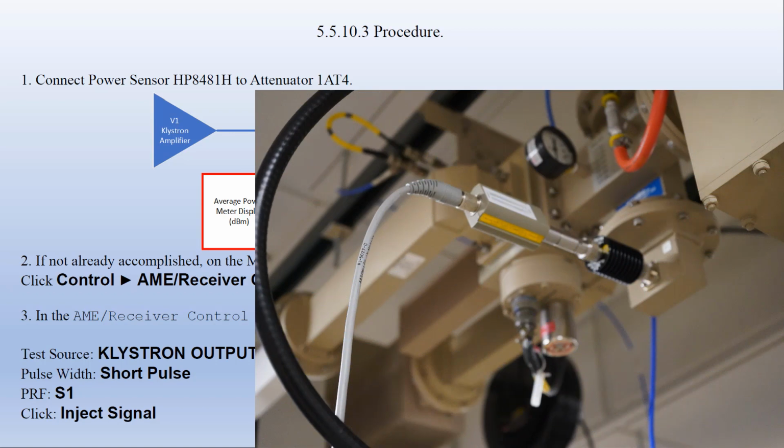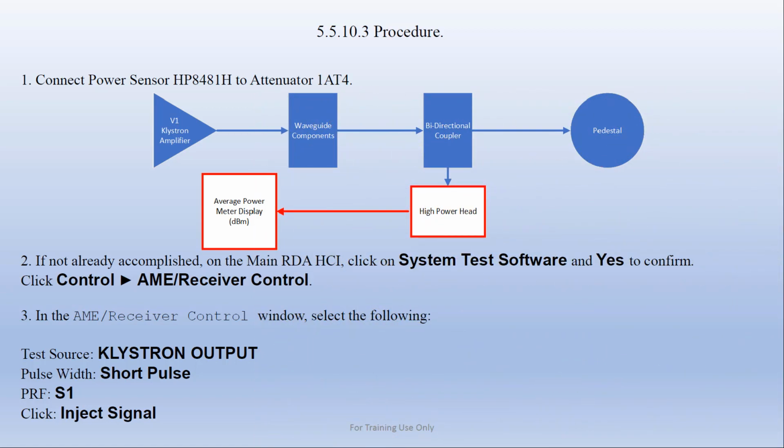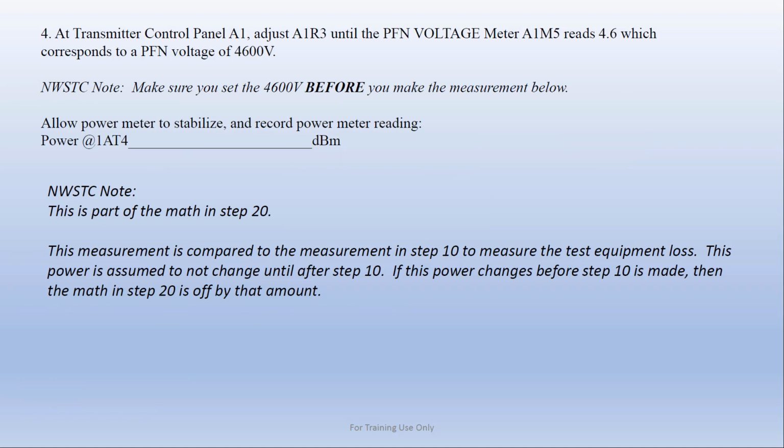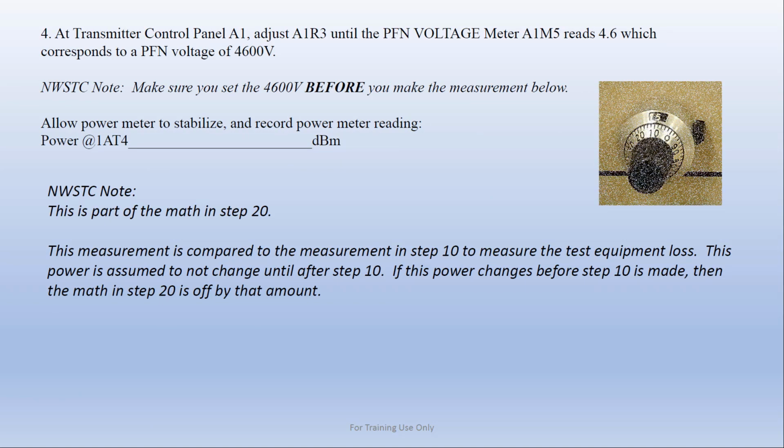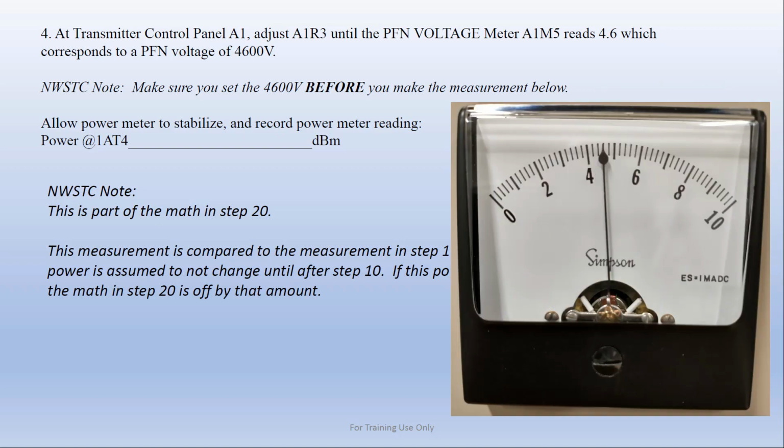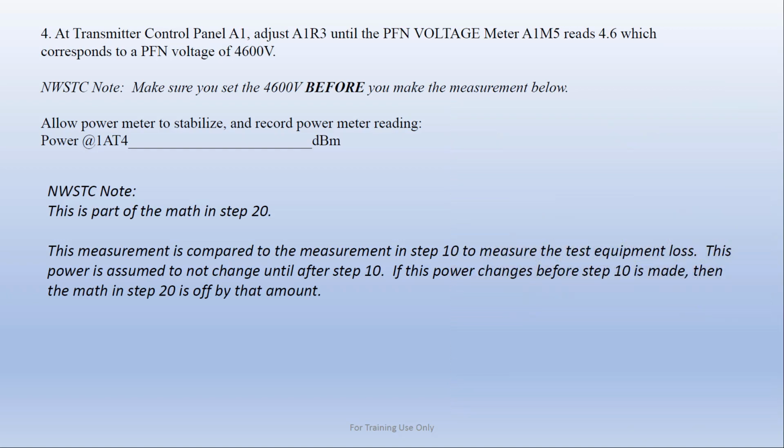Step 1 is connect your high power head to 1AT4. Go to your system software, go to the control drop down, select AME receiver control, select your test source as Klystron output, verify you're in short pulse, PRF is S1, and inject the signal. Transmitter should start operating, and we're going to need to adjust our pulse forming network voltage to 4.6 kilovolts. Our PFN meter should read 4600 volts.